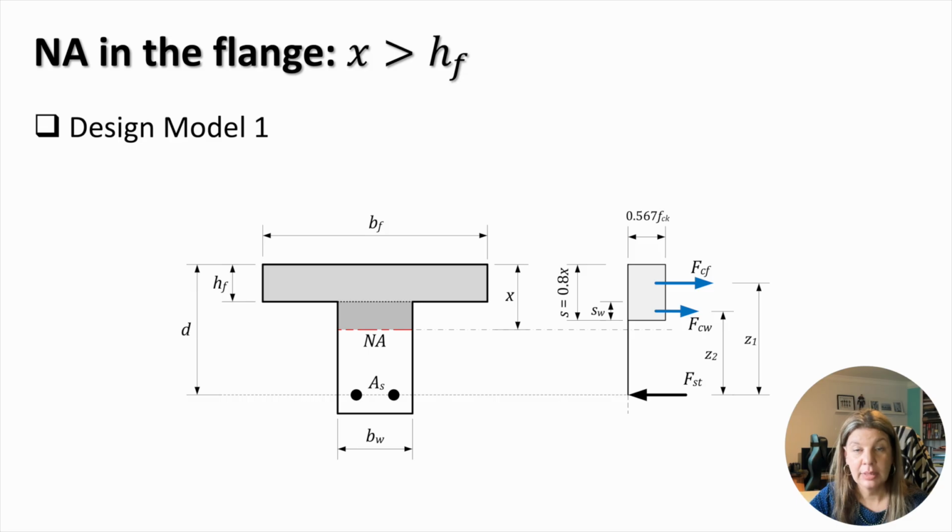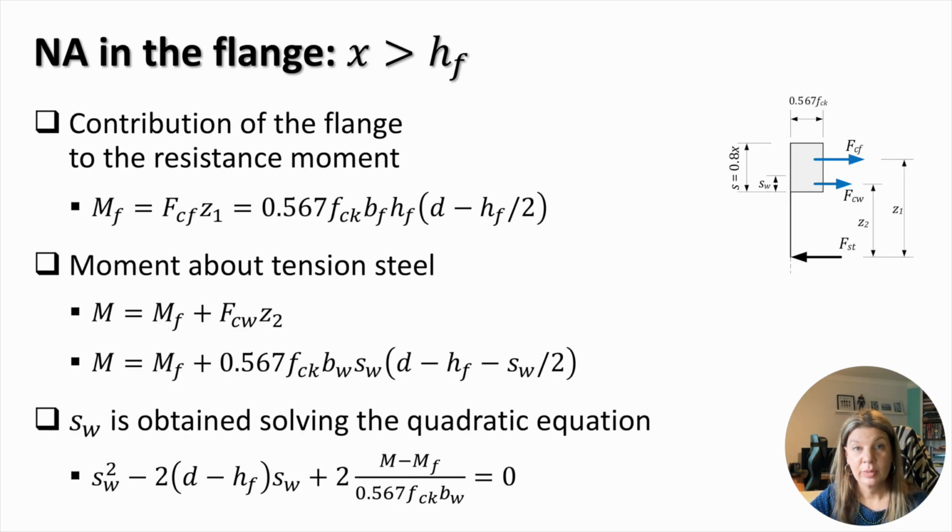The design starts with the evaluation of the moment MF carried by the flange. Since the force FCF is positioned in the middle of the flange, the lever arm Z1 equals d minus hf divided by 2. The moment generated by FCF can be calculated by taking the moment around the position of the tension steel. The total moment generated by the section can be found by adding the contribution of the compression force in the web, FCW, times Z2, to the moment MF produced by the compression force in the flange.